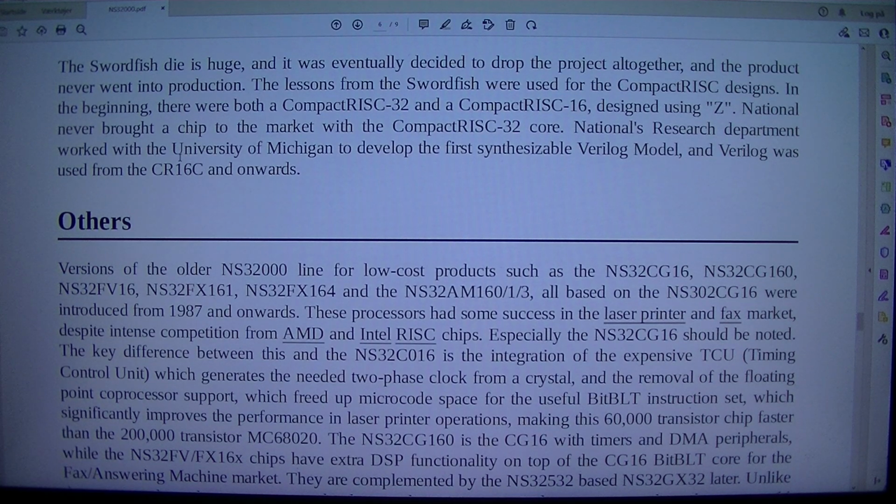National never brought a chip to the market with the compact RISC32 core. National's research department worked with the University of Michigan to develop the first synthesizable Verilog model, and Verilog was used from the CR16C and onwards.